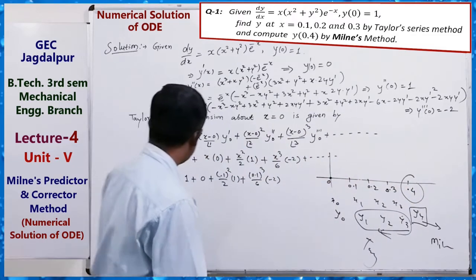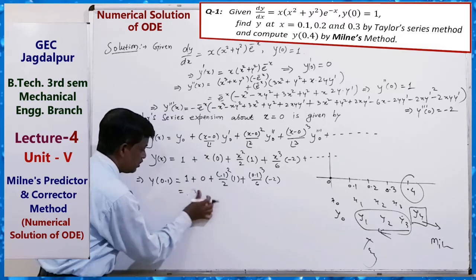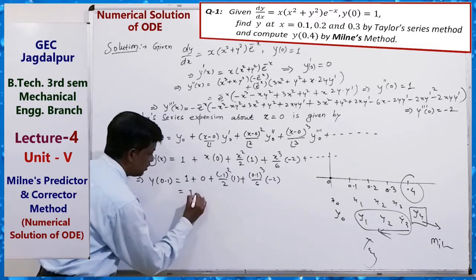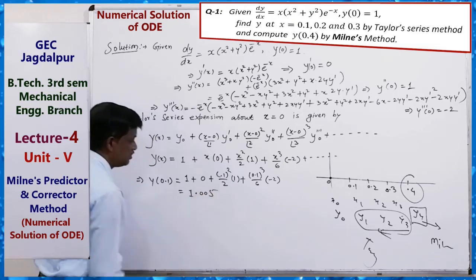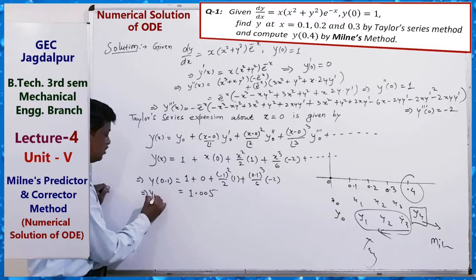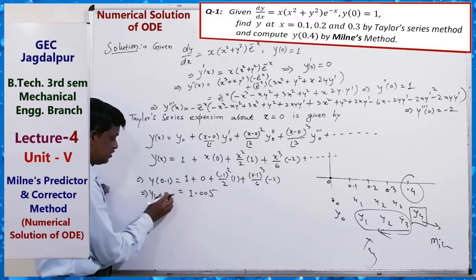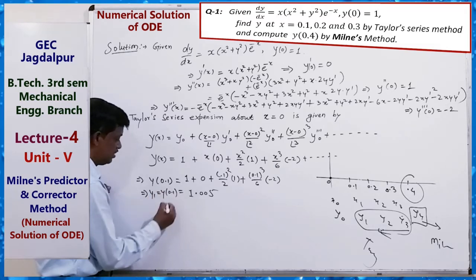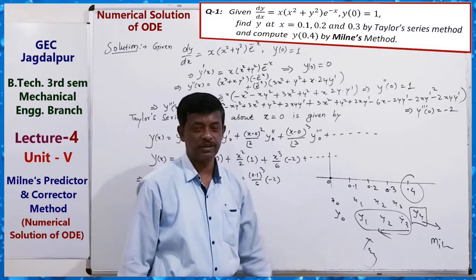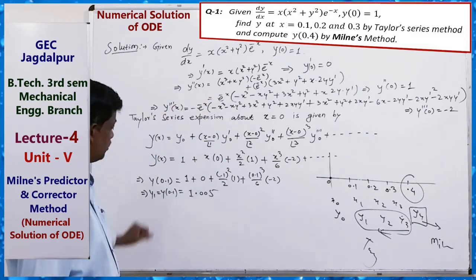.005. So you can find 1.005. This is the value of y1, because at x1. This is y1. So just y0, y1.